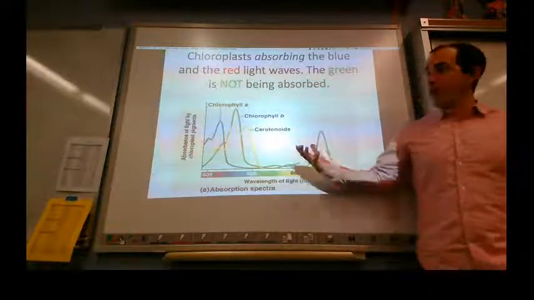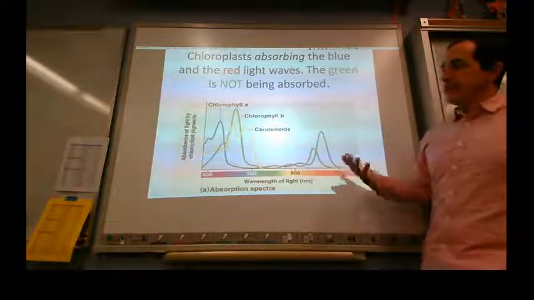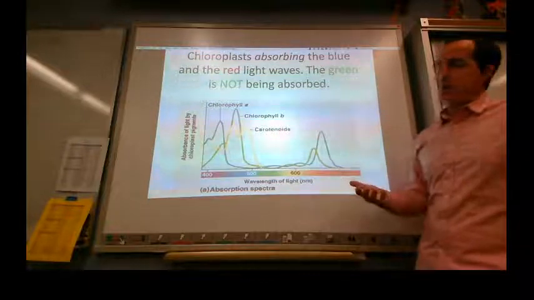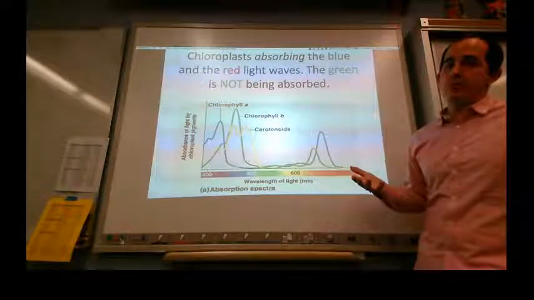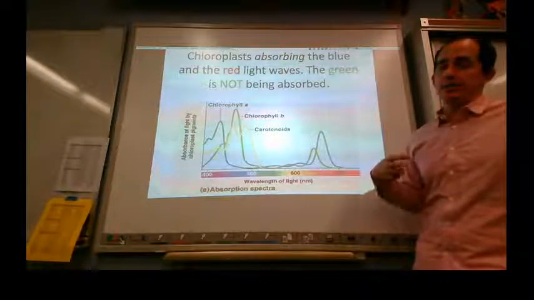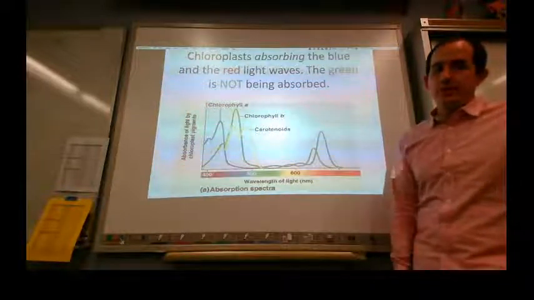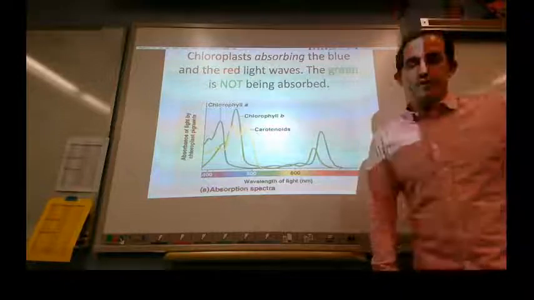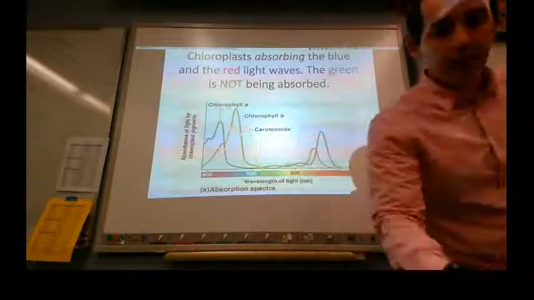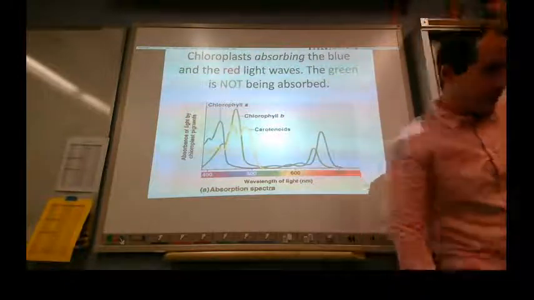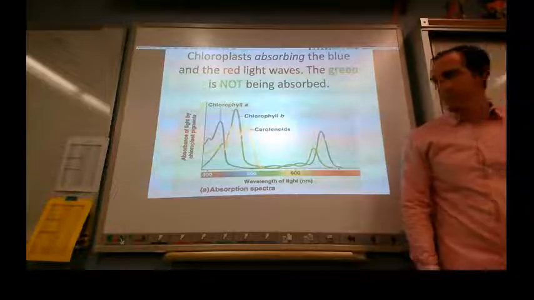So we have all of these different pigments that exist in the chloroplasts of plants that are going to allow them to absorb as much light energy as possible to drive the light-dependent and light-independent reactions of photosynthesis. Pretty cool stuff. Just trying to stay on top of this. I don't see any questions just yet, so we should be good there.